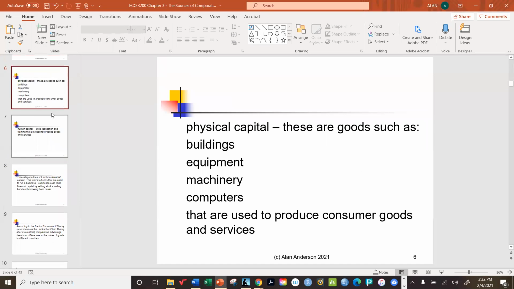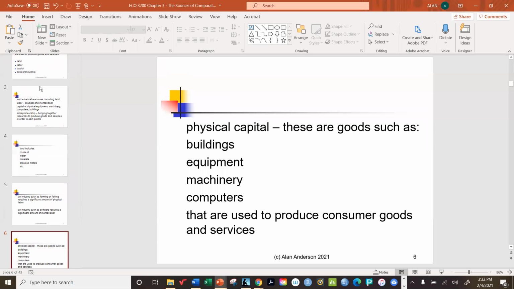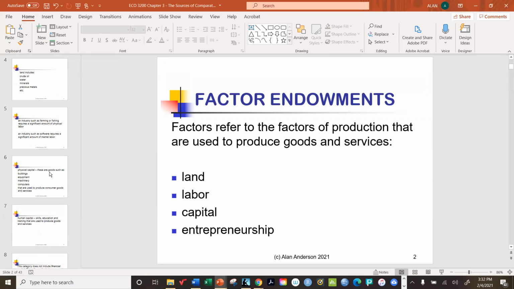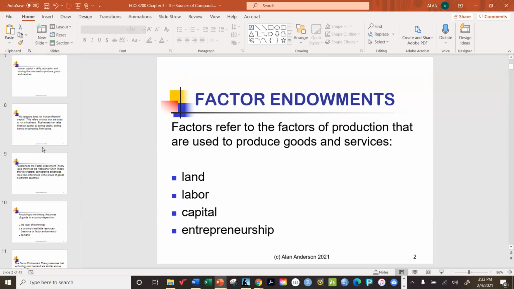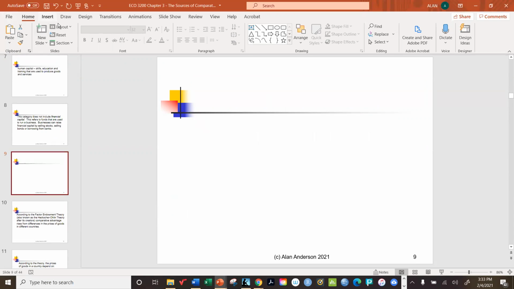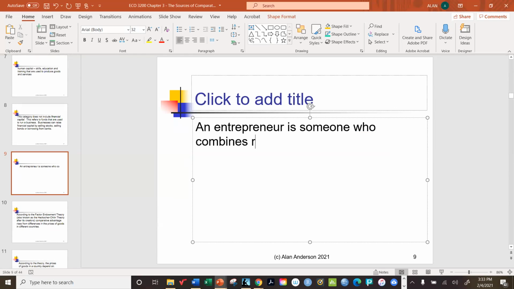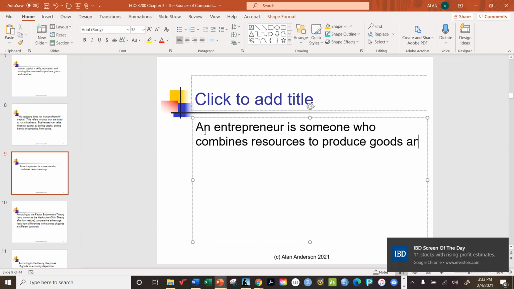And then the last category is an interesting one because this is a very special word, entrepreneurship. All right, what exactly does that mean? Well, what is an entrepreneur? An entrepreneur is someone who combines resources to produce goods and services for a profit, usually for a profit.